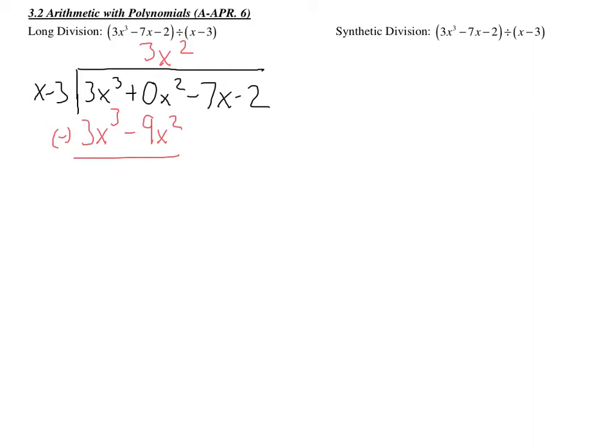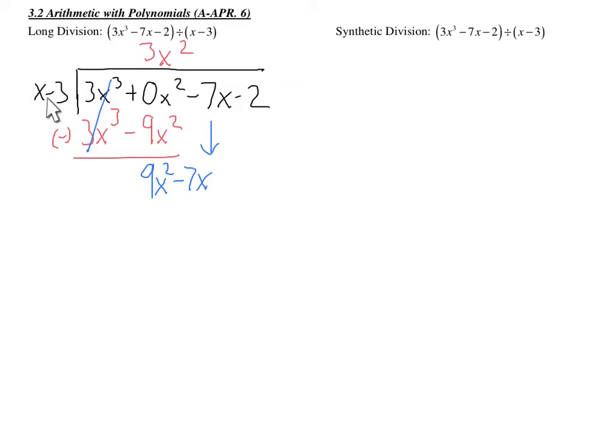And then I'm going to subtract down, just like regular long division. I now subtract down both of these. And what you should notice is that the first terms will cancel. And when you subtract down, be very, very careful. 0 minus negative 9 is actually a positive 9x squared. That's very easy to mess up. Now I bring down the negative 7x.